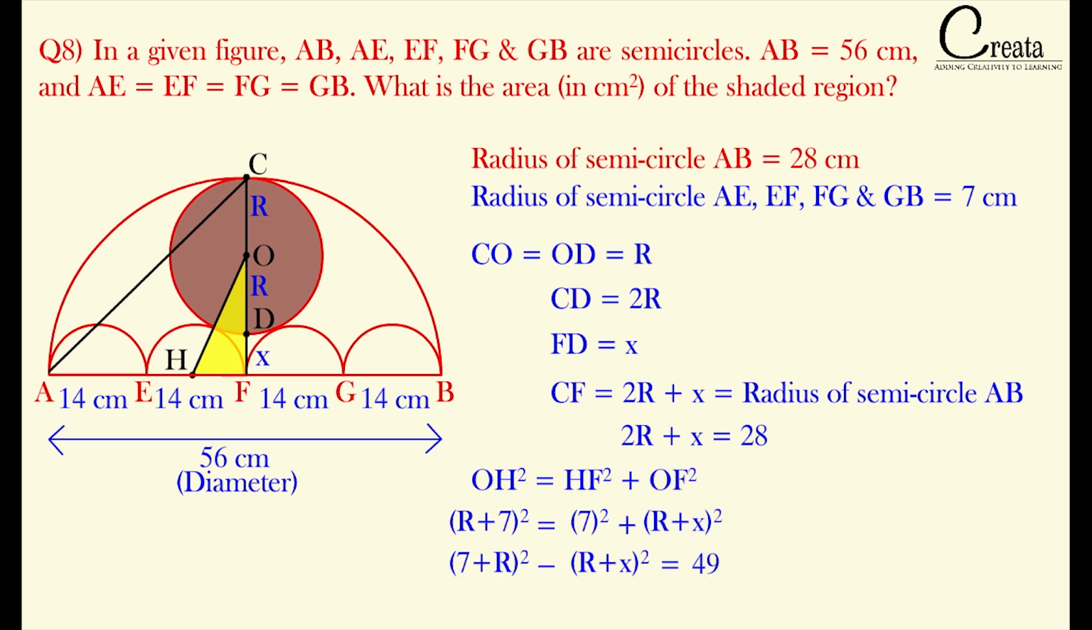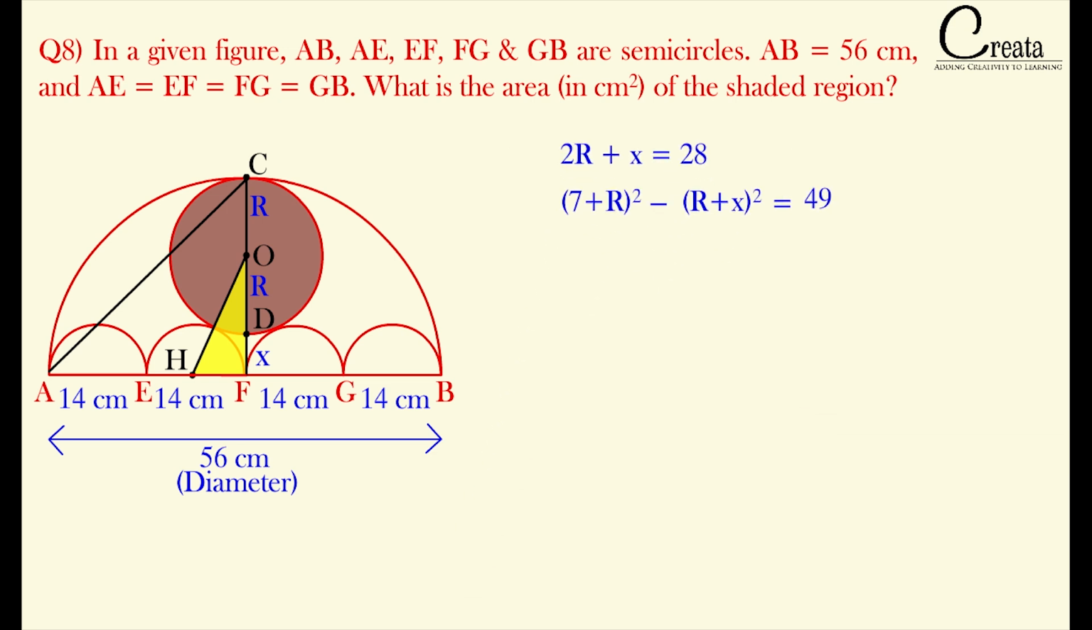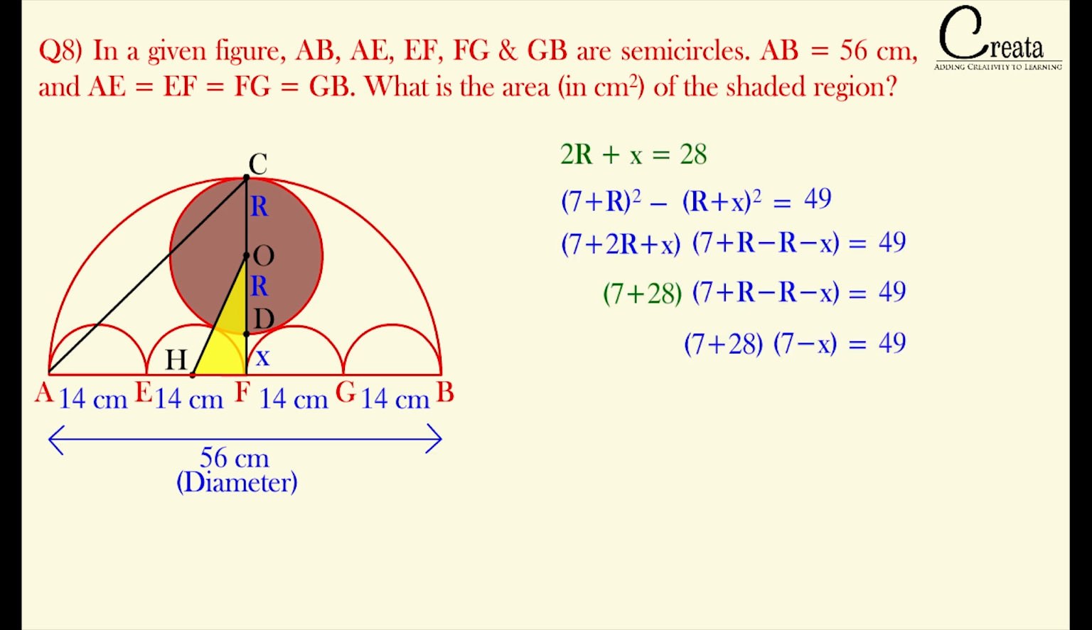Let's put the value and let's solve it. We got (7 plus R) whole square minus (R plus X) whole square is equal to 49. Here this expression is resembling A square minus B square, which is equal to (A plus B) into (A minus B). Let's solve it mathematically. On solving, we got the value of 7 minus X is equal to 7 by 5. That is, we got X is equal to 28 by 5, that is 5.6 centimeters. We got the value of X, that is, we got the value of DF.